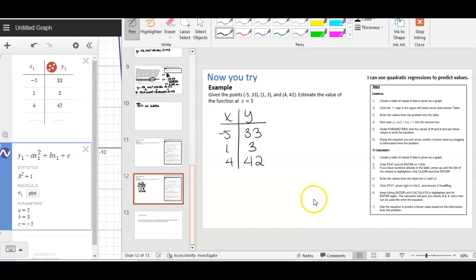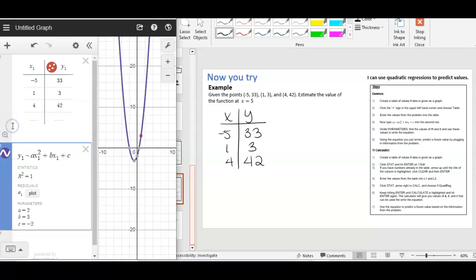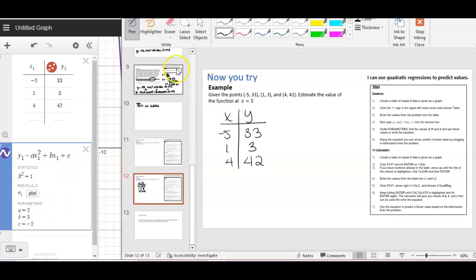Okay, so this is one of those examples where we have to create our own table because it just gives us a list of coordinates. So I just put all the x values into this column and all the y values into this column. I prefer to do this in Desmos. Like I said, you can use your TI calculator if you would rather do that. So I created my XY table, and then I typed in ax1 squared plus bx1 plus c. And in parameters, it gives me the a, b, and c values, right? So my equation is going to be y equals 2x squared plus 3x minus 2.